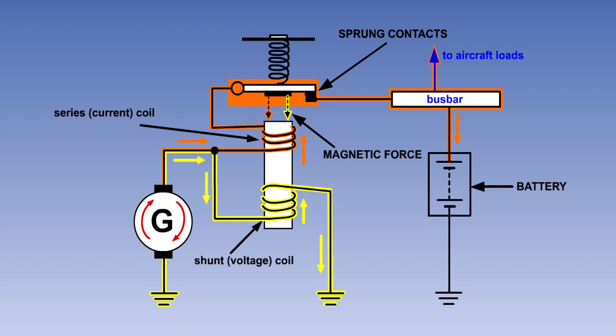The generator output current will now flow through the current coil. This current flow is in the same direction as the current through the voltage coil, so it increases the strength of the magnetic field and helps to keep the contacts closed against the spring.